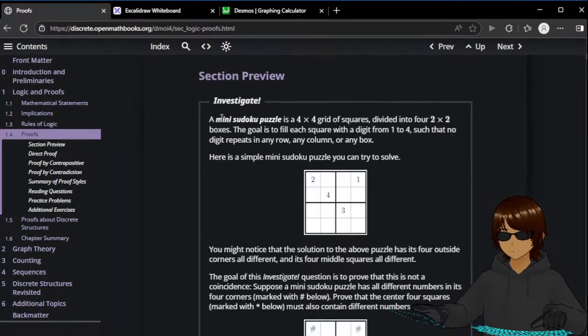A mini Sudoku puzzle is a 4x4 spread of squares divided into 2x2 boxes. The goal is to fill each square with a digit from 1 to 4 such that no digit repeats in any row or any column or any box. Here is a mini Sudoku puzzle. You can try to solve.